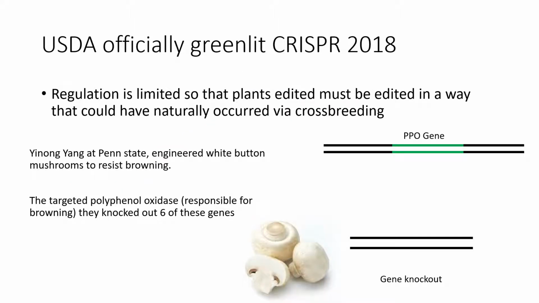So CRISPR is already being used today. The USDA officially greenlit CRISPR in 2018. And if we look at Penn State, they've actually engineered white button mushrooms to resist browning. So they took a oxidase gene, the PPO gene, and then they had a CRISPR that was homologous to this target. They cut it out, and this is called a gene knockout. And now this mushroom is going to be mostly white and it will resist browning.